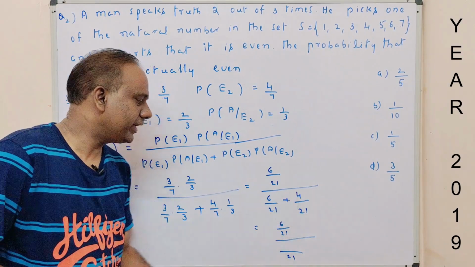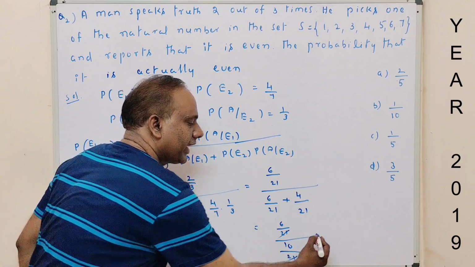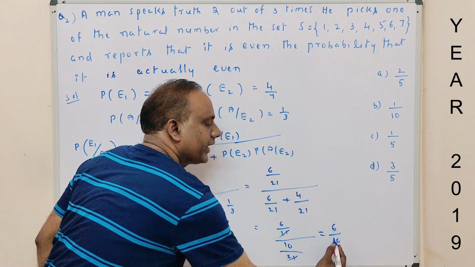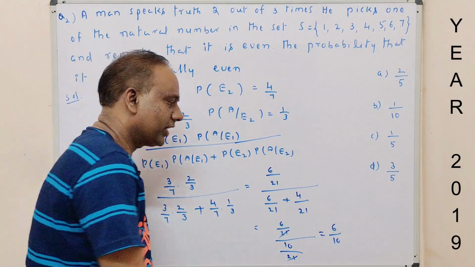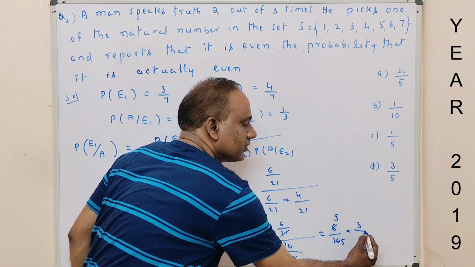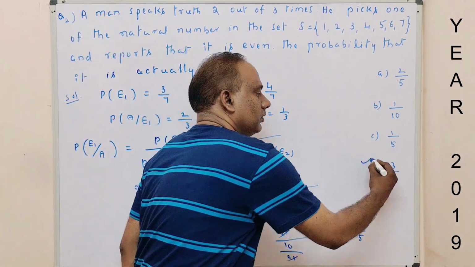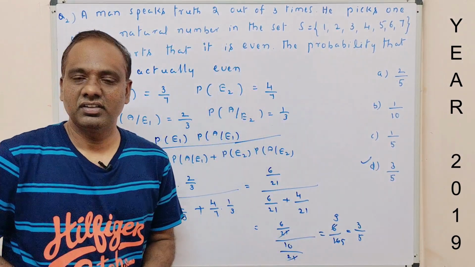Here 6 plus 4 is 10. So the denominator 21 cancels, and we get 6 by 10. So 6 by 10 you can cancel more: 2 times 3 and 2 times 5. So 3 by 5. So here option D is the correct answer.